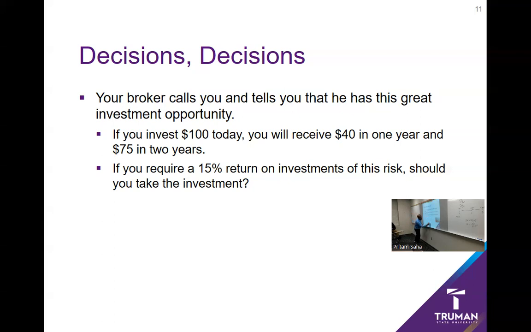What if your NPV is greater than 0? You're discounting these two cash flows by 15%, and they are worth more than $100. That means you're earning more than 15%. Make sense? From the very first class, what is the objective of corporate managers?